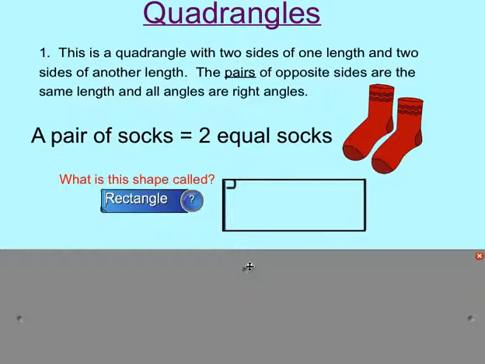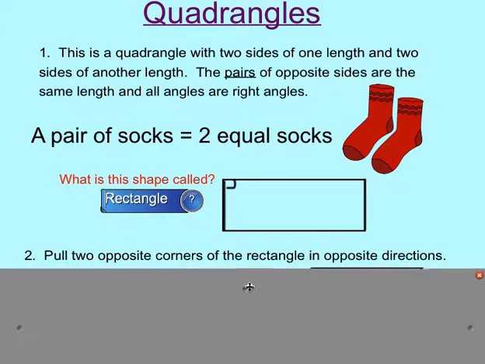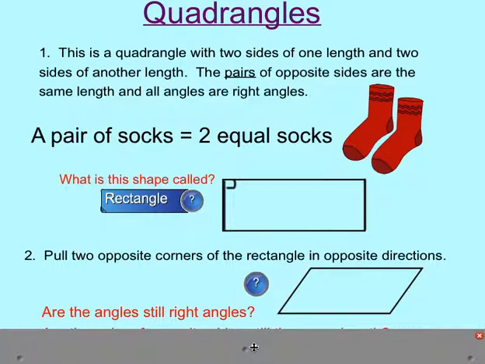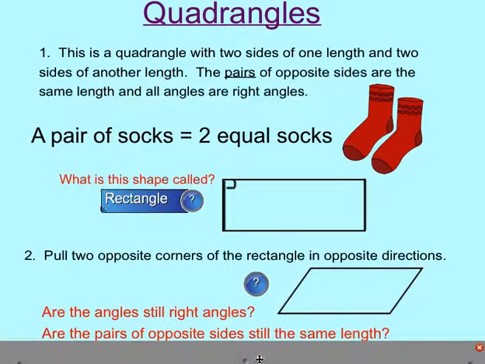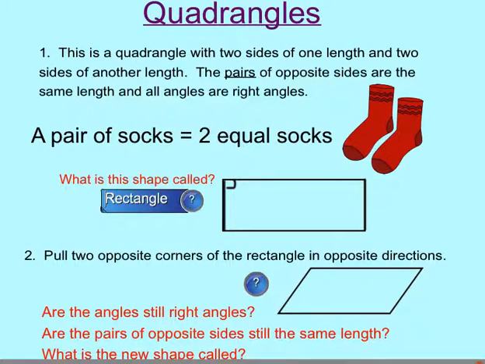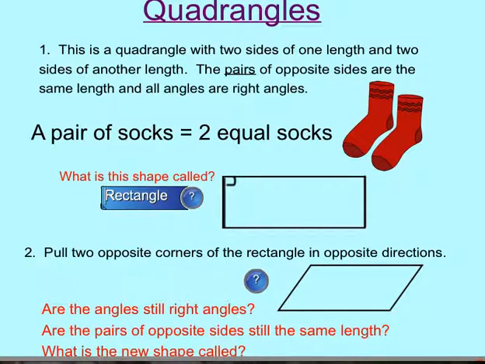Now, just like we did with the square when we made it into a squish square or a rhombus, we're going to squish our rectangle. So we're going to tug at those opposite vertices and watch what happens. Our rectangle has turned into something where we no longer have right angles, but we still have the opposite sides the same length. But now we call this a parallelogram. So a parallelogram is a squished rectangle.